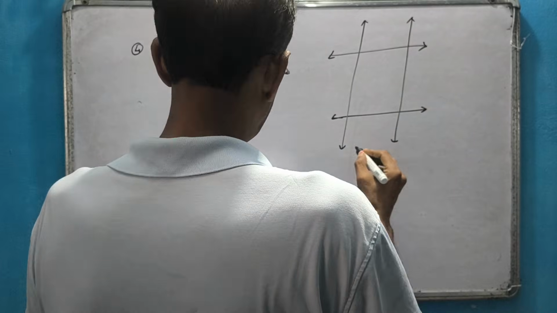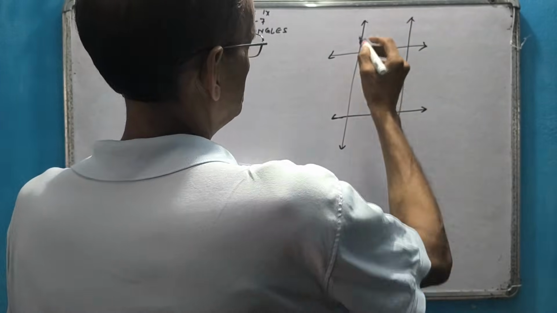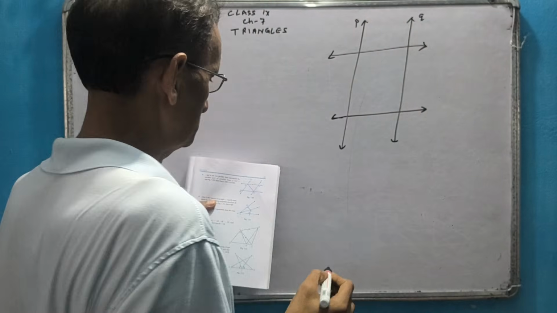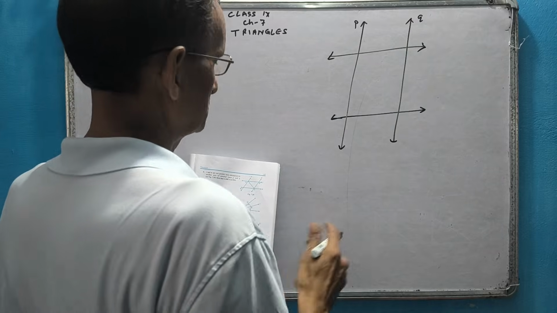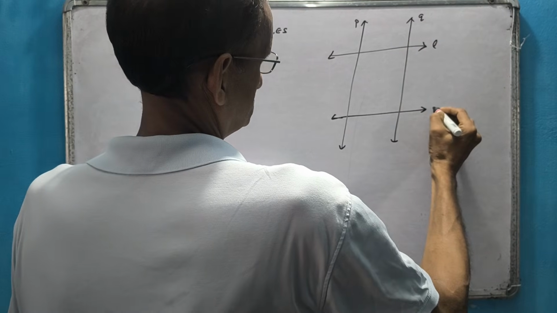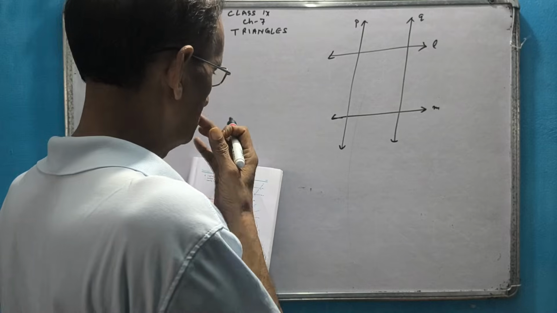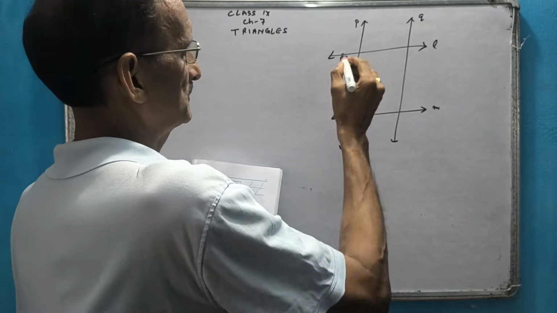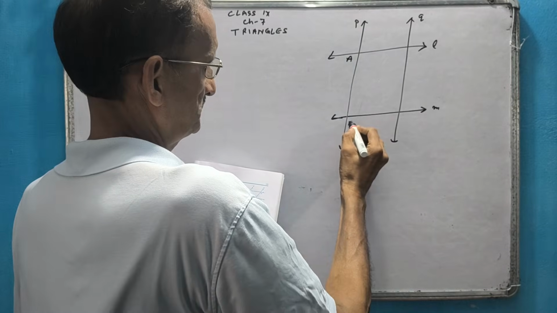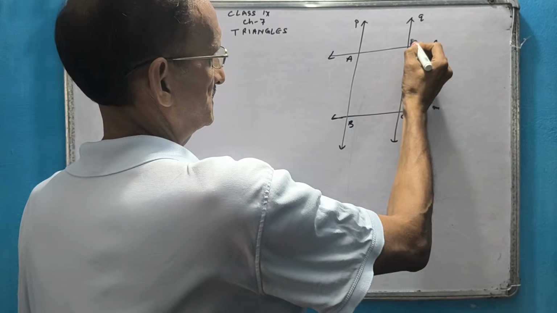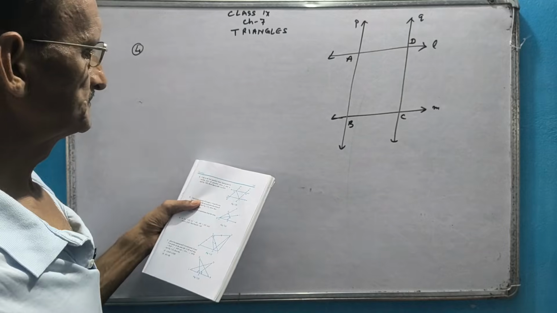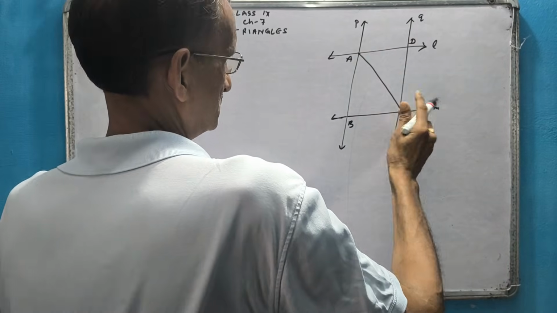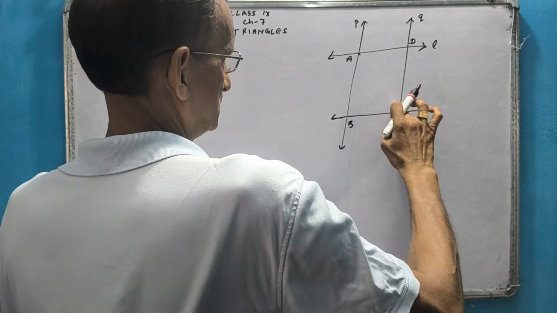There are different lines. When you have a small letter, a single letter can be the name of the line. This is line PQ, lines P and Q. This is L and M. They are parallel lines intersecting each other at points A, B, C and D. AC is already joined here.